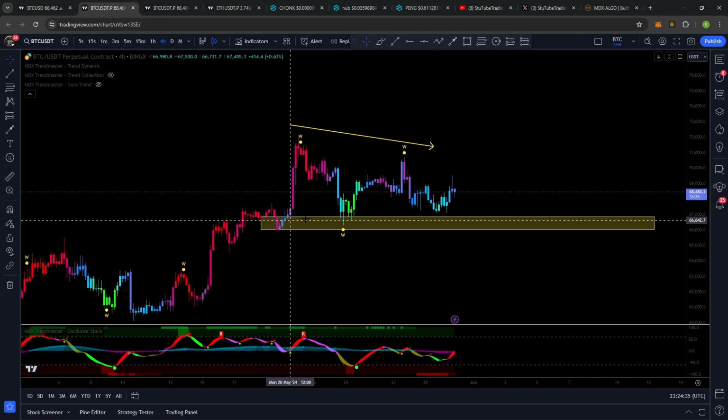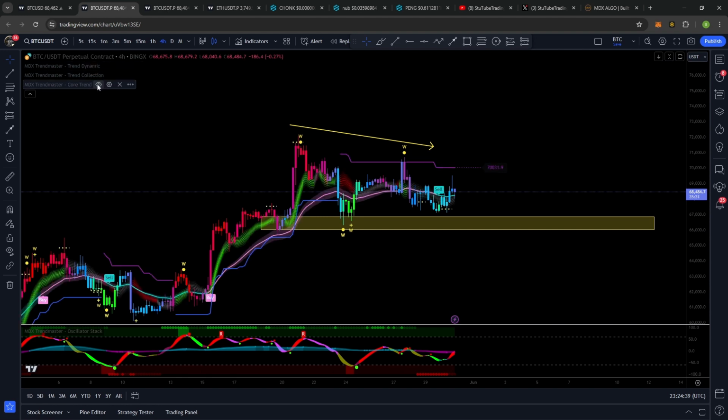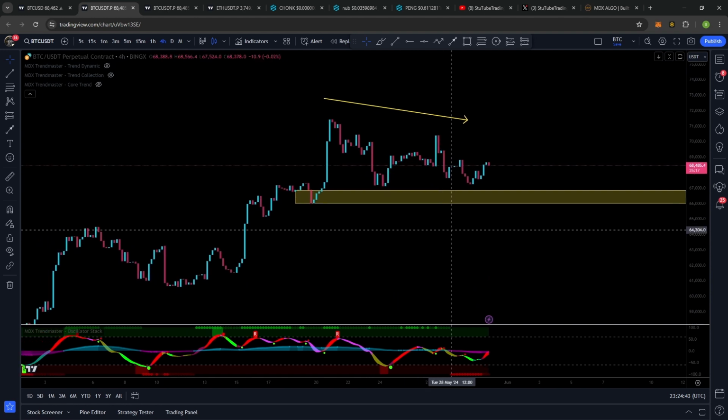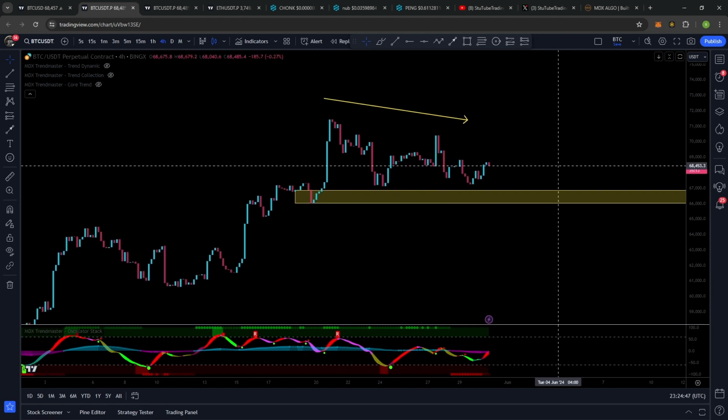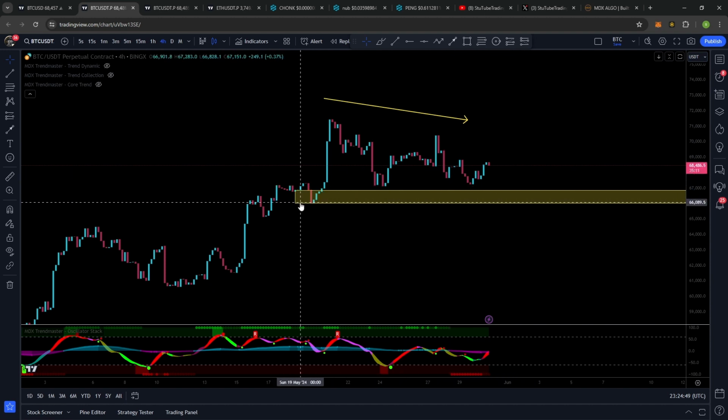But you'll notice that I also have this yellow box here outlined, and this is going back to basically what I was just talking about with structure. Notice I took the wicks off the candles on this chart just to help outline structure a little easier.